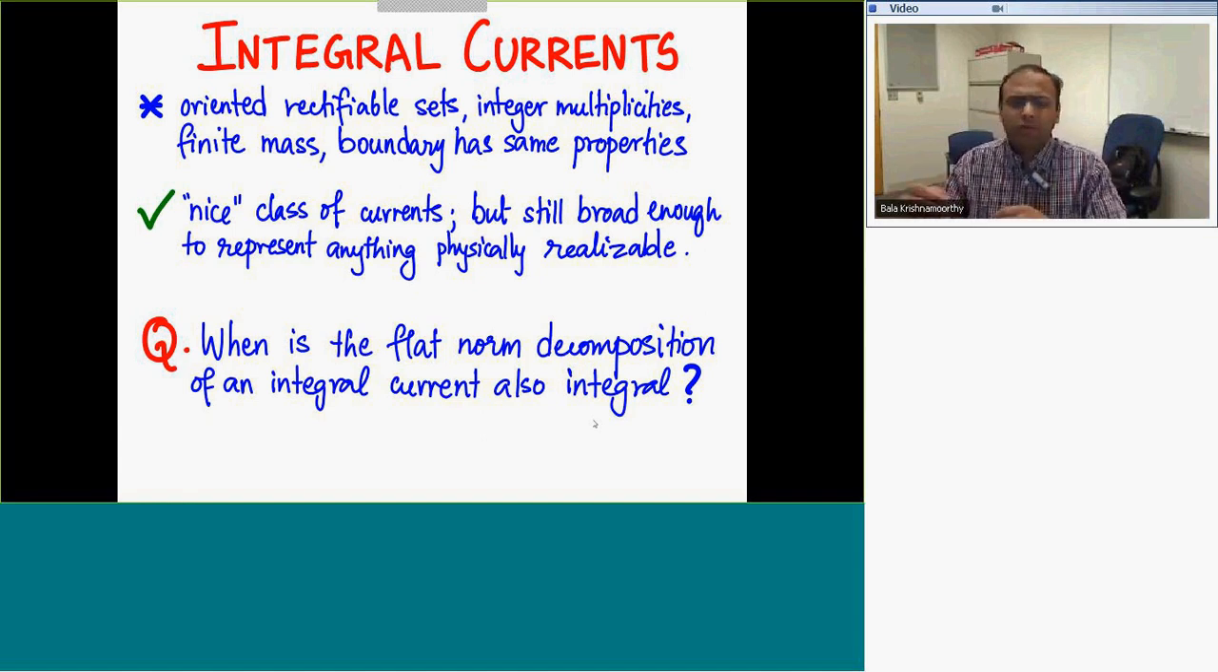But when you are thinking about applications like that, you want the resulting decompositions to be in the same class, so that you can say things. So we're always interested in this question: this is the class of currents we are studying, and I want to look for currents in the same class with good properties, but I also want to make sure that the way in which I construct these other currents will put me in the same class. So the question: when is the flat norm decomposition of an integral current also integral?